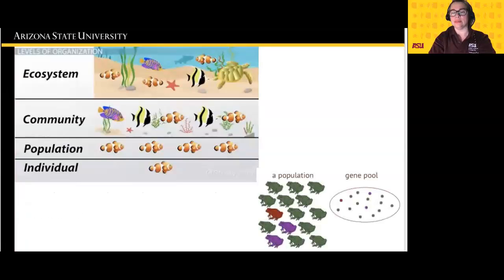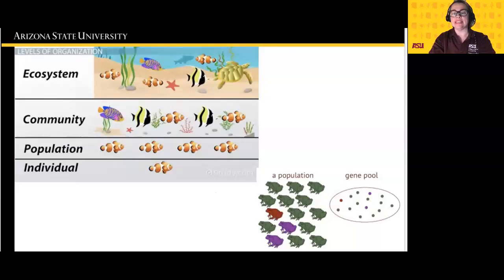Populations are organisms of the same species living in the same habitat or ecosystem. The individuals within the population all have individual alleles that contribute to the population's gene pool. The gene pool is the sum of the total genes available to make up potential offspring for the next generation's gene pool.